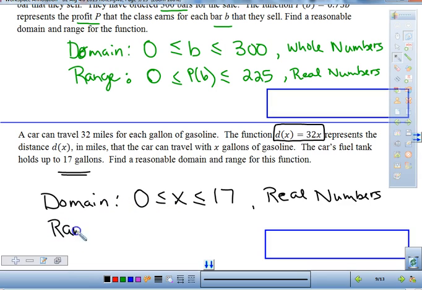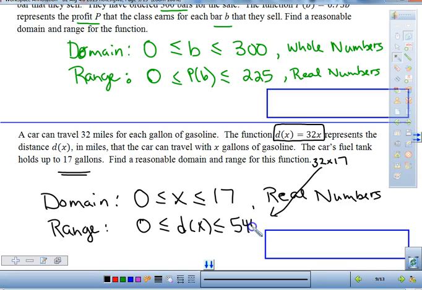What is our range? Our range is all the possible values that we get out for the distance. If we put in 0 gallons of gas, we go nowhere, 0. But we can go up to 32 times 17. So you're going to take 32 times 17. That gives us our top value, and we're going to put d of x is less than or equal to 544. What are we talking about here? This is miles, remember? This was our gallons. And again, could we go any fraction or decimal? It is going to be all real numbers.